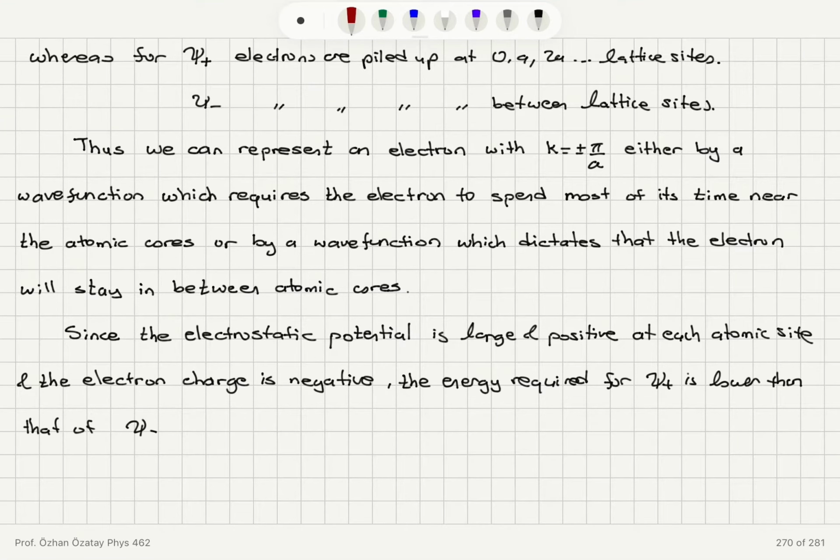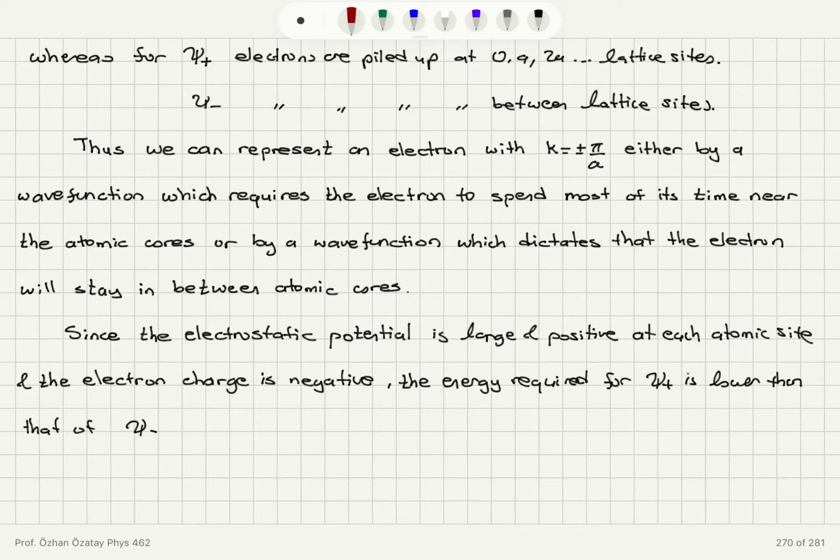So we have seen that this positive solution piles up electrons close to the lattice sites, and the negative solution piles up the electrons between the lattice sites. So we can represent an electron with k equal to plus or minus pi over a, either by a wave function which requires the electron to spend most of its time near the atomic cores, or by a wave function which dictates that the electron will stay in between the atomic cores.